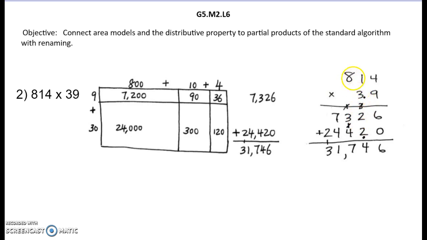And then 3 tens times 8 hundreds equals 24 thousands. And so we have 24 thousands. Add them up, and again, we have the same connection.